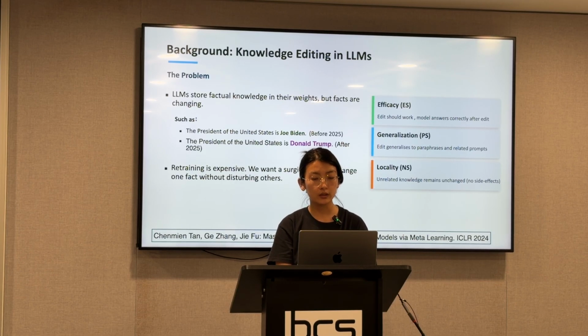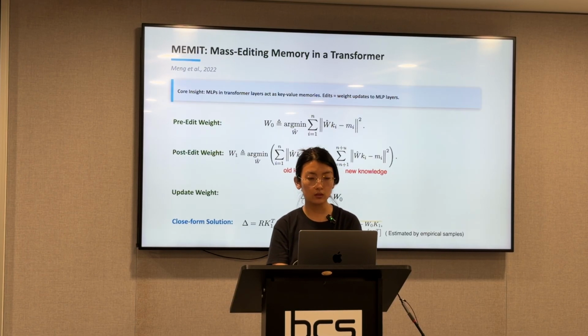We have 3 criteria. The first is efficacy. The edit should actually work. The model should give the correct new answer after editing. And the second is generalization. The edit should generalize to paraphrases and semantically equivalent prompts, not just the exact training sentences. And the third is locality, and it's about unrelated knowledge should remain untouched. We don't want to affect other knowledge. MEMIT is a method designed to satisfy all 3 of these criteria at scale, and let's look at how it works.